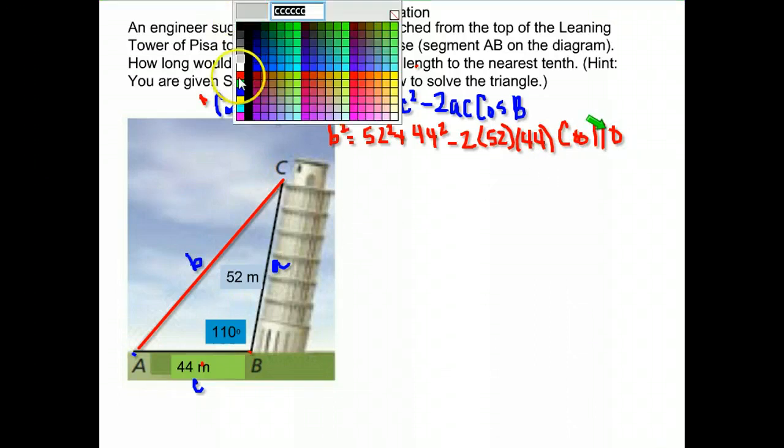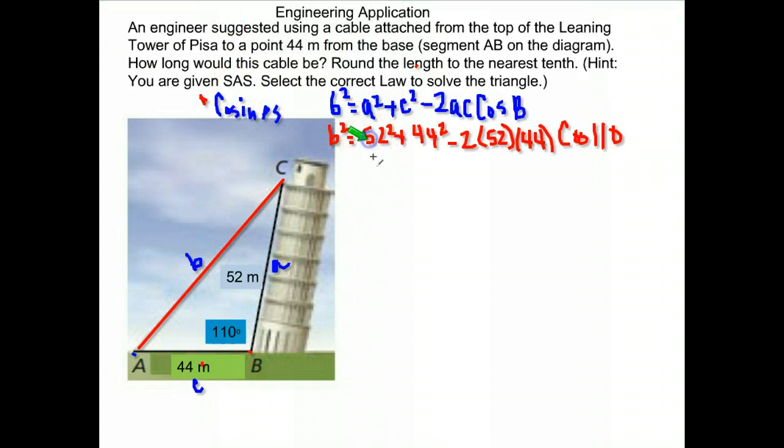Now we take out our calculator. We're going to do a lot of calculating here, and we calculate each of these things. Again, I don't know b squared, but I can square 52. That gives me 2,704 plus 44, I can square also. It's 1,936. And now I multiply these together.